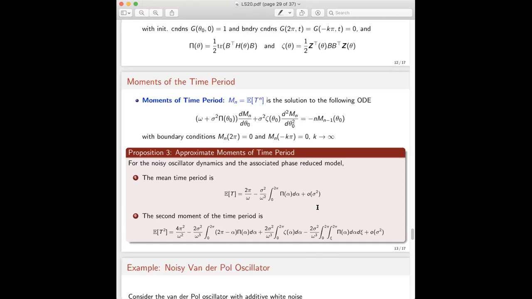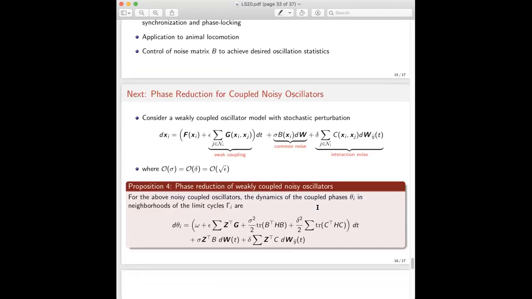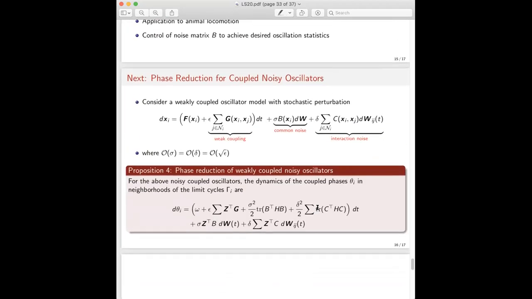Zahra, I have a quick question as well. Going to the last slide, you have your coupled oscillators, and you've got synchronization, right? If you only had common noise, are you going to get the Lyapunov function for the rate of synchronization of all the phases? So this is just the beginning of the research for coupled oscillators.